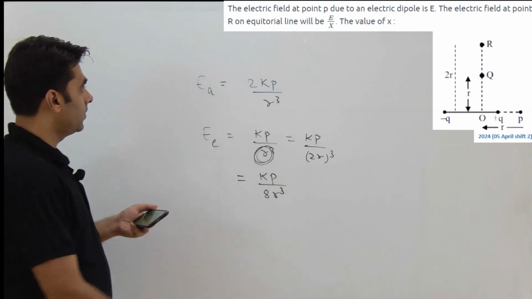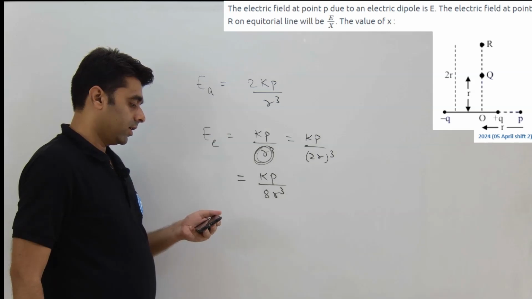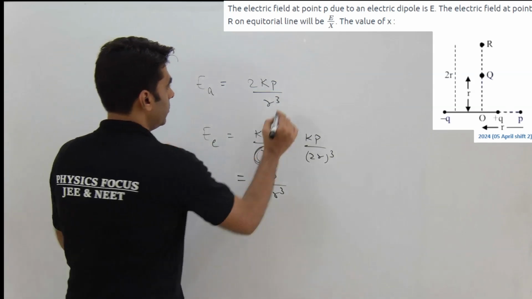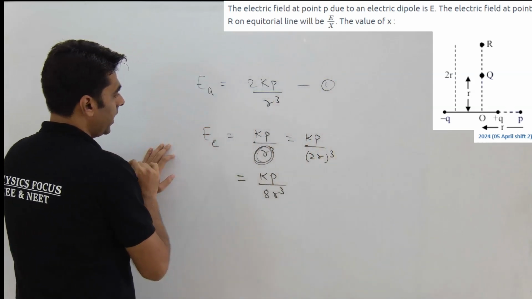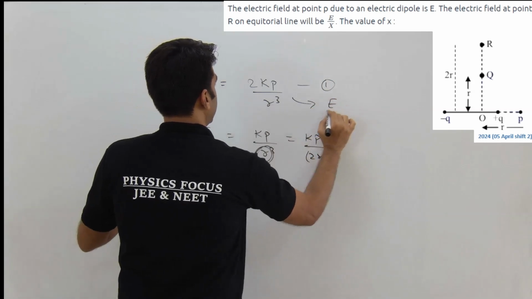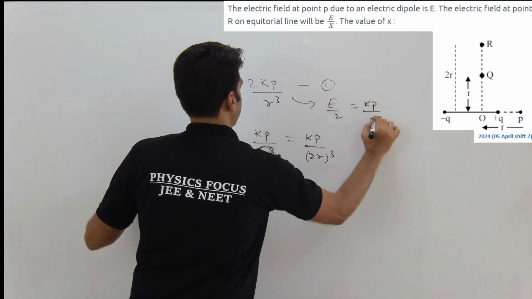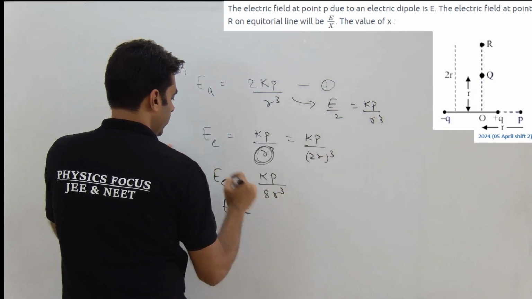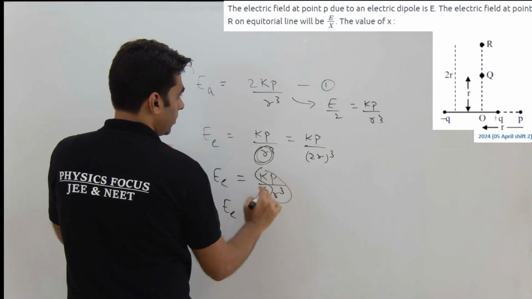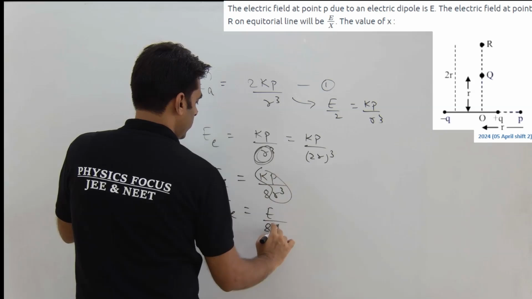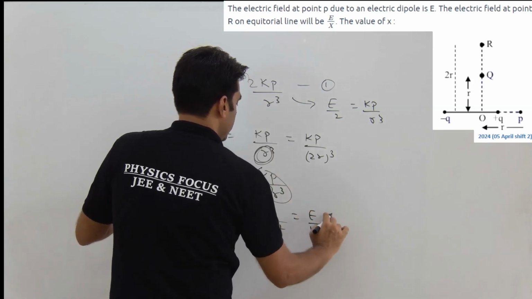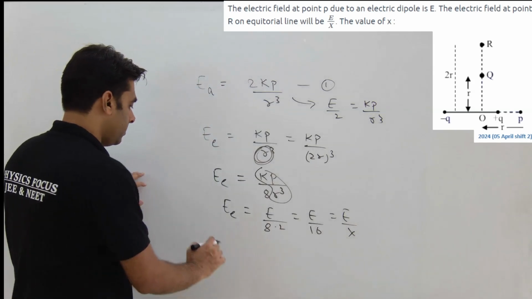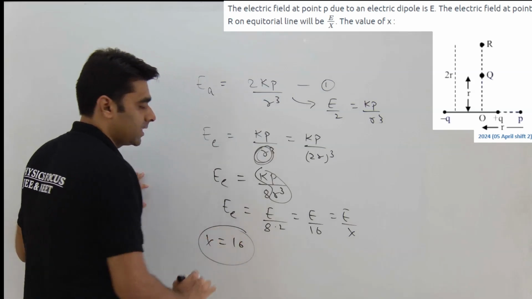Now they are asking, if this value is E, then the equatorial field is E by x. What is the value of x? Basically both the results are in front of you. Let's solve it. kp by r cube is nothing but E by 2, the axial field. So kp by r cube is E by 2, and then E by 8 into 2 gives E by 16. Comparing with E by x, the value of x is 16, right?